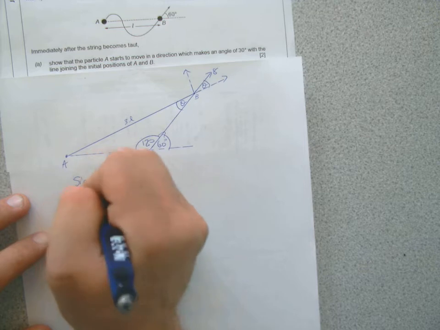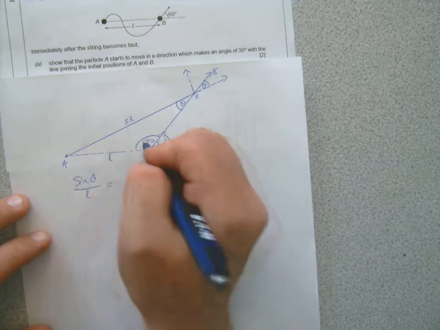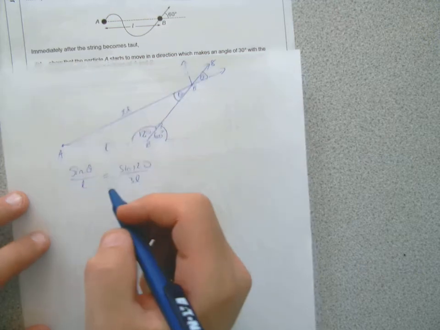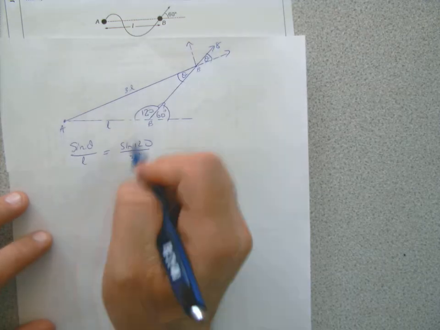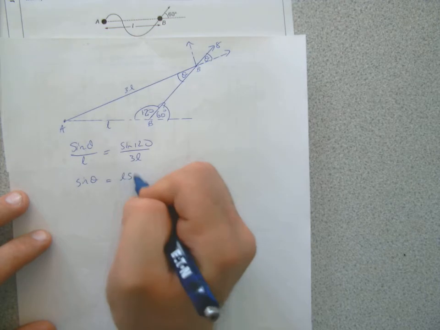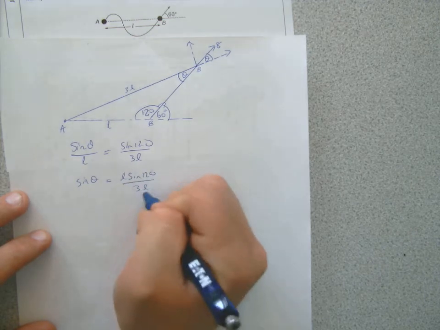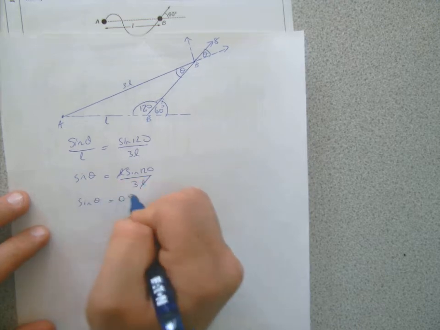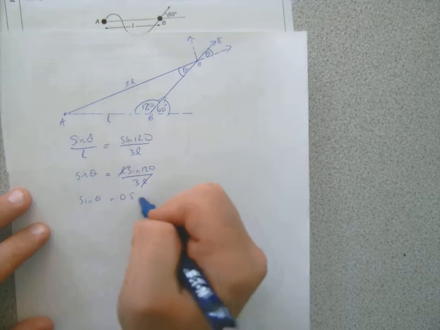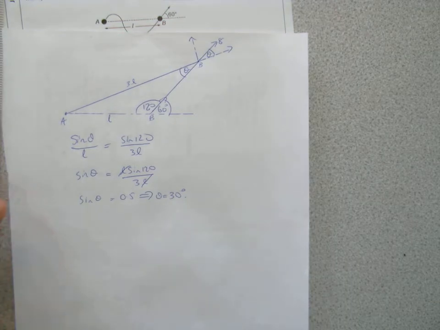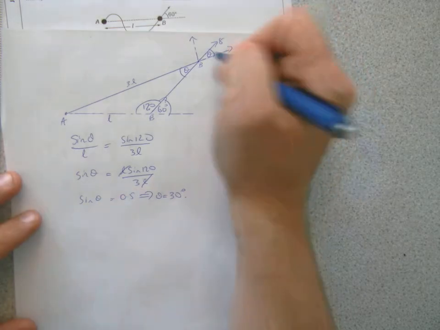It's sine theta over L equals sine 120, one we know, over 3L. So if I take that L up, I'll have sine theta equals L sine 120 over 3L. The L's cancel. Type that into your calculator: sine theta comes out to be a half, which implies theta is 30 degrees. So the angle here that I want is 30 degrees.